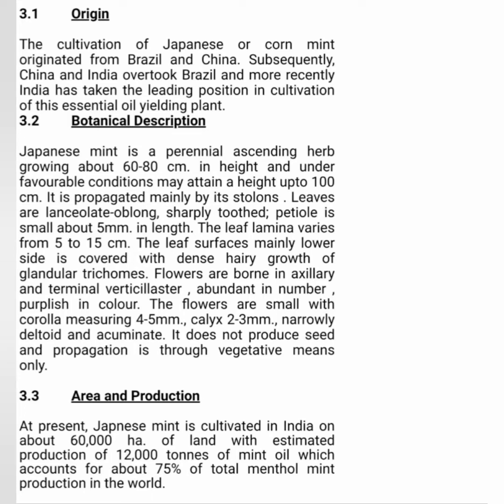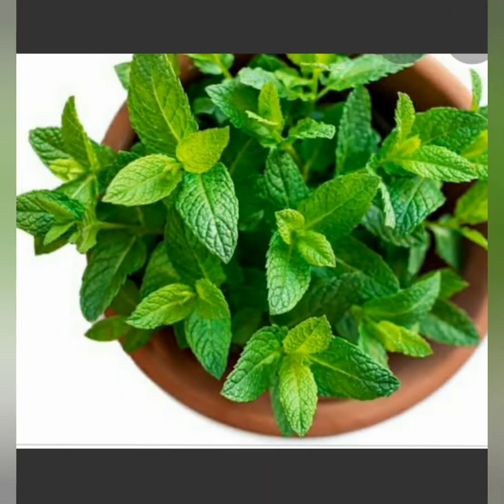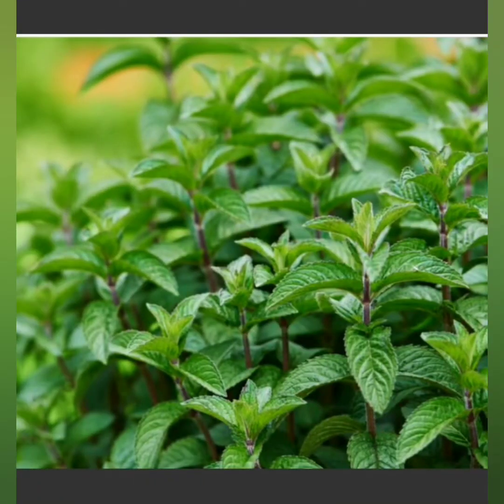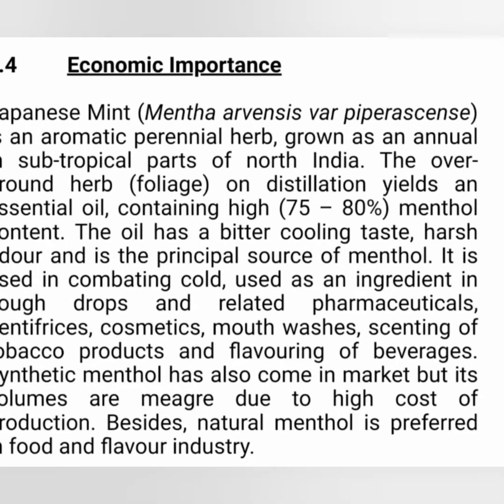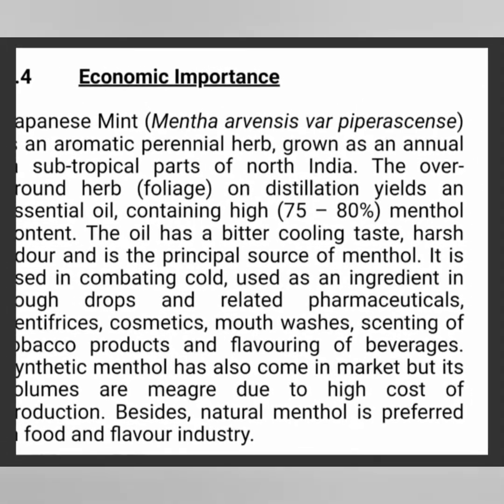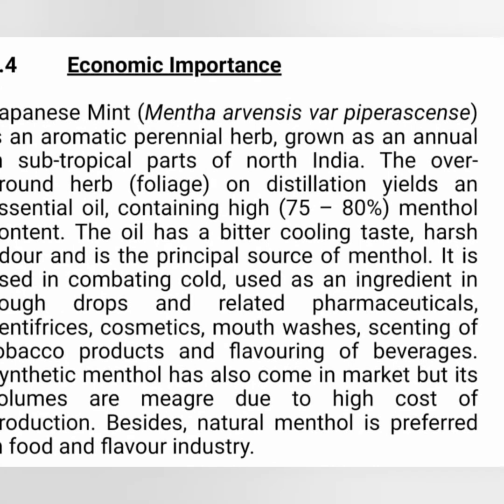And now let us take a look at some of the economic importance or the uses. Okay, the uses of this plant. So here the Japanese mint or the Mentha arvensis is an aromatic perennial herb which is grown as an annual in subtropical parts of North India. And you can see that this Mentha arvensis usually contains an essential oil.